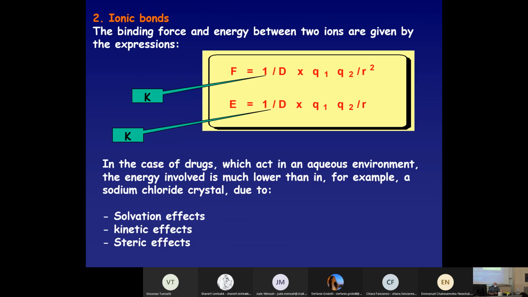Ionic bonds, strong. But why ionic bonds? Because a lot of drugs have an ionizable group, an acidic group, CO minus, or a basic group, positive nitrogen, a protonated nitrogen atom.